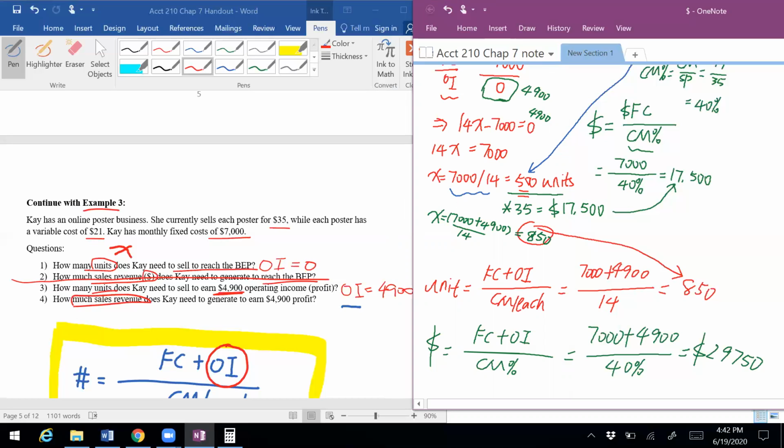$29,750. Okay, so how do we interpret this? When our revenue is 29,750, our operating income is 4,900. You will ask me, oh my goodness, where does the money go? The money goes to cover our variable cost and cover our fixed cost.